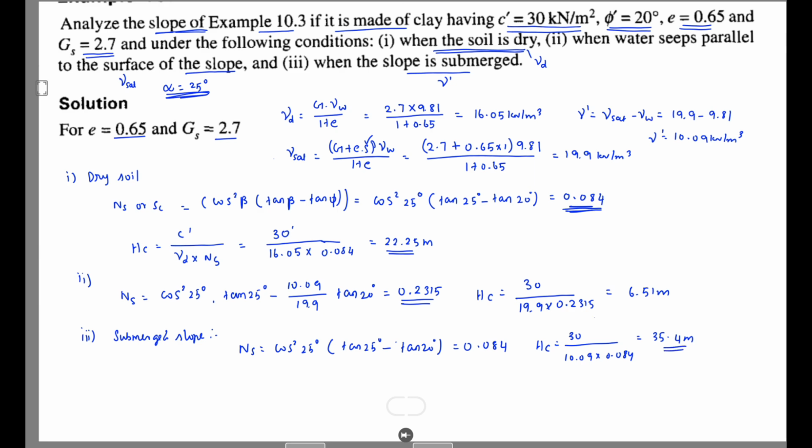Now we have found the critical heights in the three conditions. The first is 22.25, the second is 6.51, and the third condition is 35.4. This is the method by which we can solve the problem.